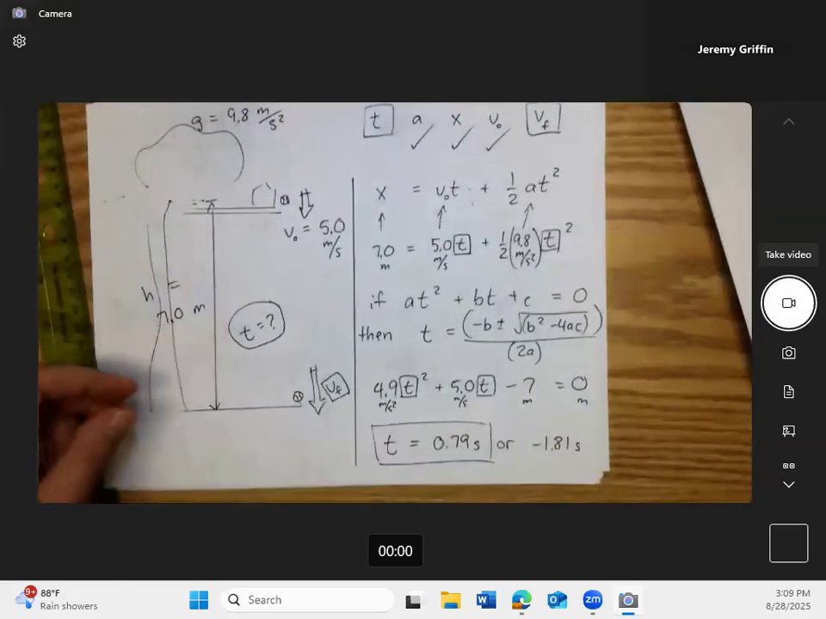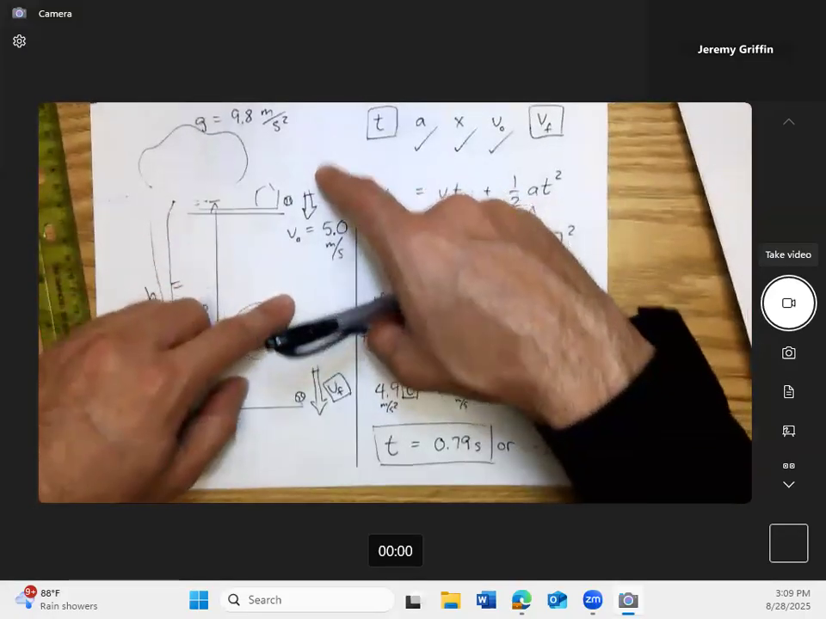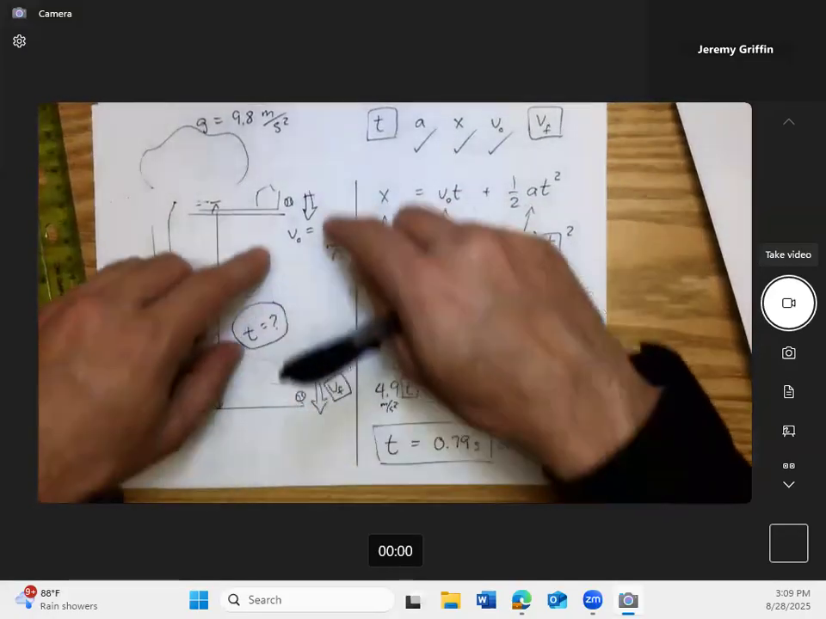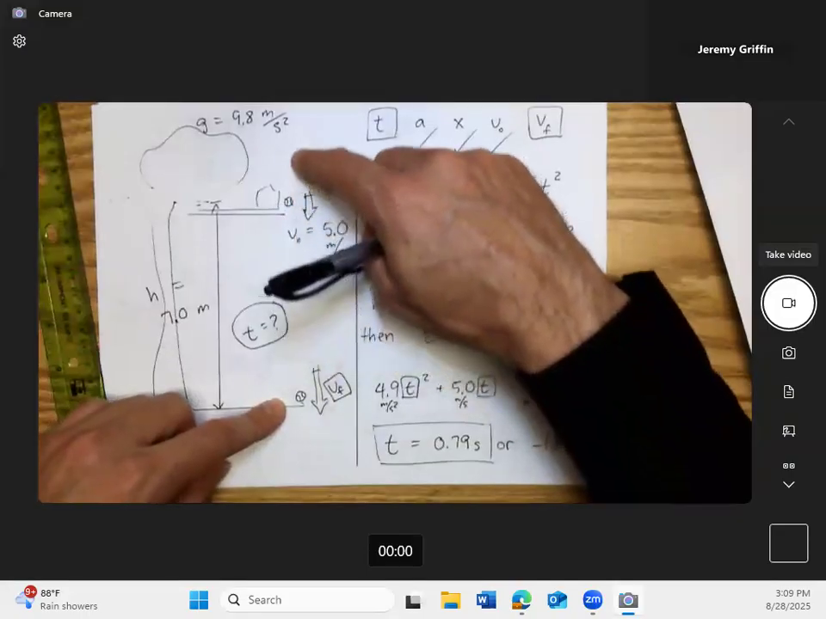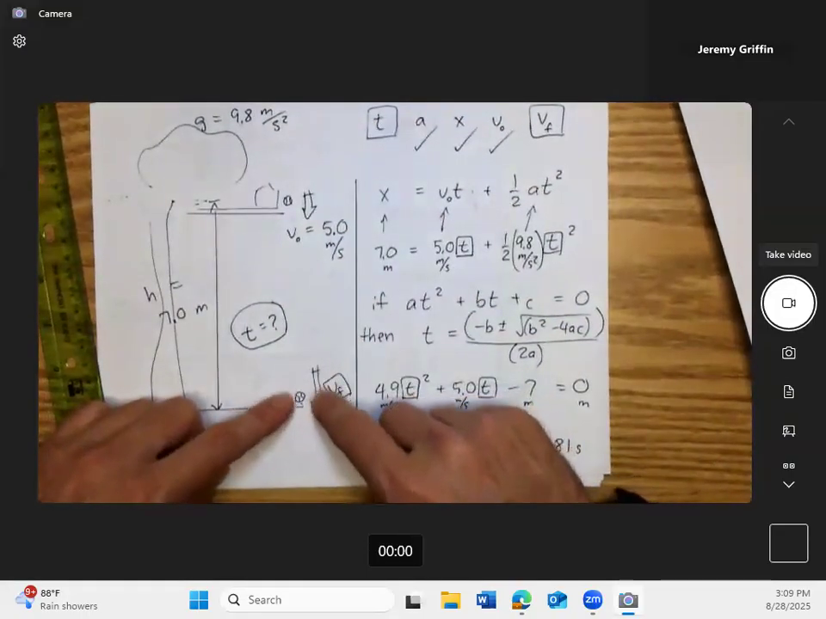Here, see if I can figure this out before you look at the map. Okay. Now, obviously, the one I throw upwards is going to take more time to hit the ground than the one I throw down. And so I throw it down, hits the ground pretty fast. Throw it up, takes a while for it to hit the ground.